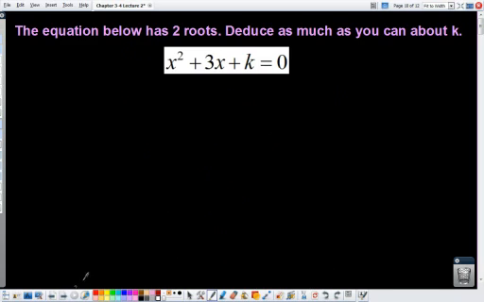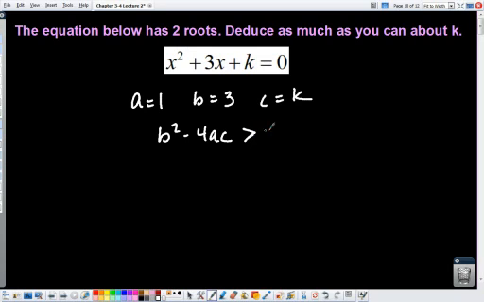Alright, moving forward, let's try one more. This one says the equation below has 2 roots. Deduce as much as you can about k. So I'm going to write that a is 1, b is 3, and in this example c is positive k, not negative. So again, I'm going to say b squared minus 4ac. If I have 2 distinct roots, I know that this value has to be greater than 0.